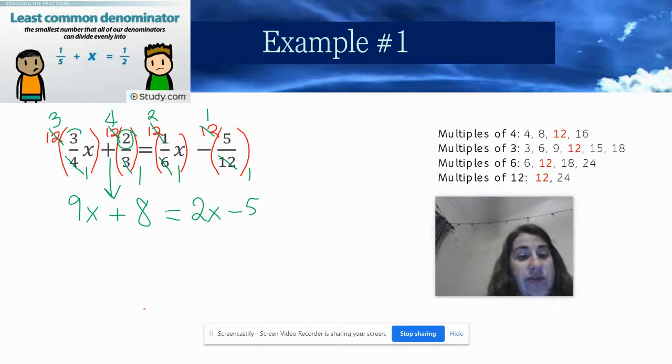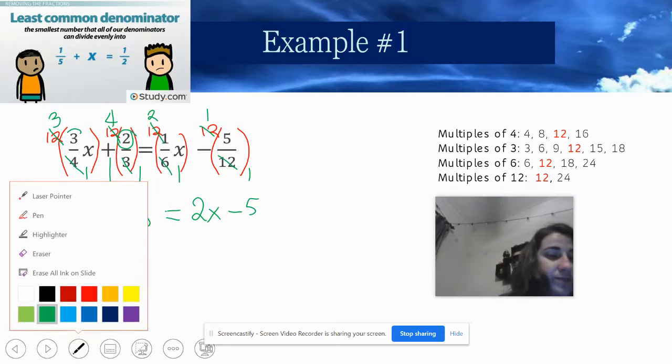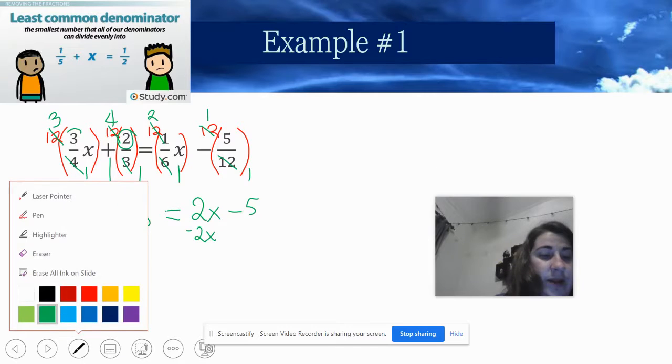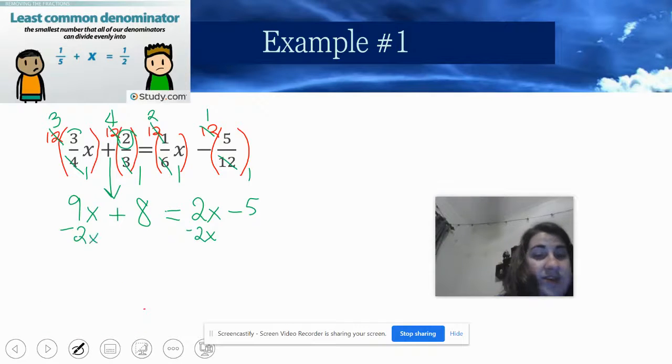So I'm going to move my 2x over. If any of you guys know how to get that to stop changing, let me know, please. These cancel over here. 9 minus 2x gives me 7x plus 8 equals negative 5.